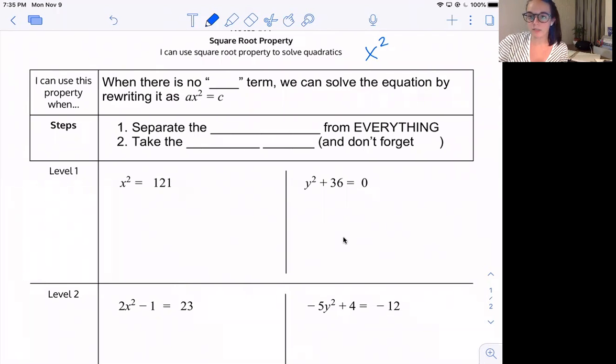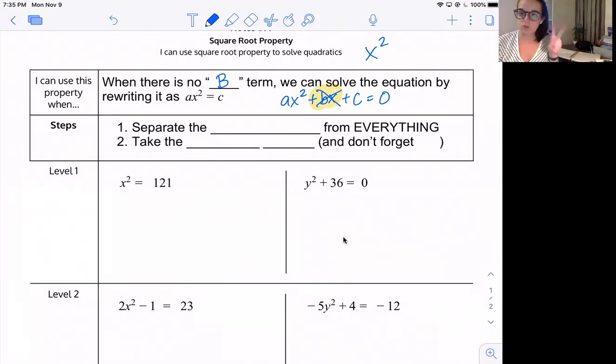So you can use this property when there is no b term, right? So when there's no b term, we can solve the equation by rewriting it as ax squared equals c. You'll remember that this is referring to the b term here in our standard form, ax squared plus bx plus c equals 0. If we do not have this portion, we are going to learn the strategy that we can use today.